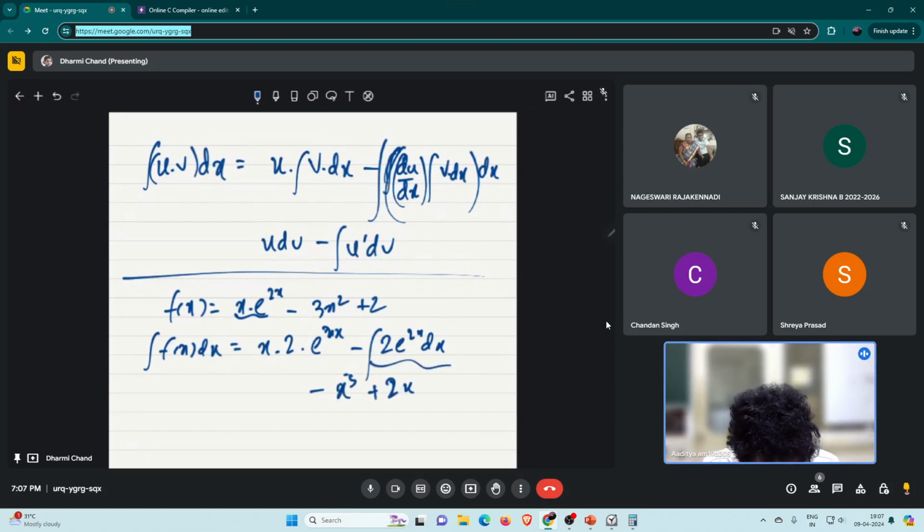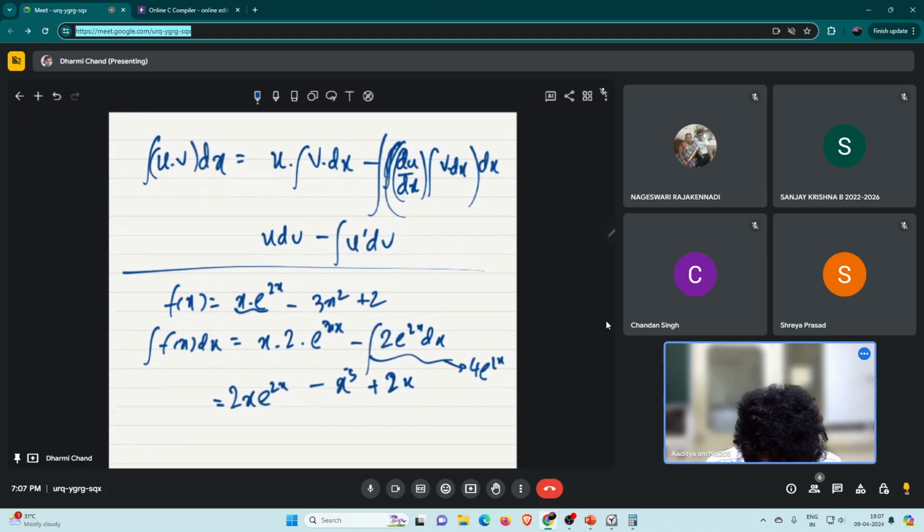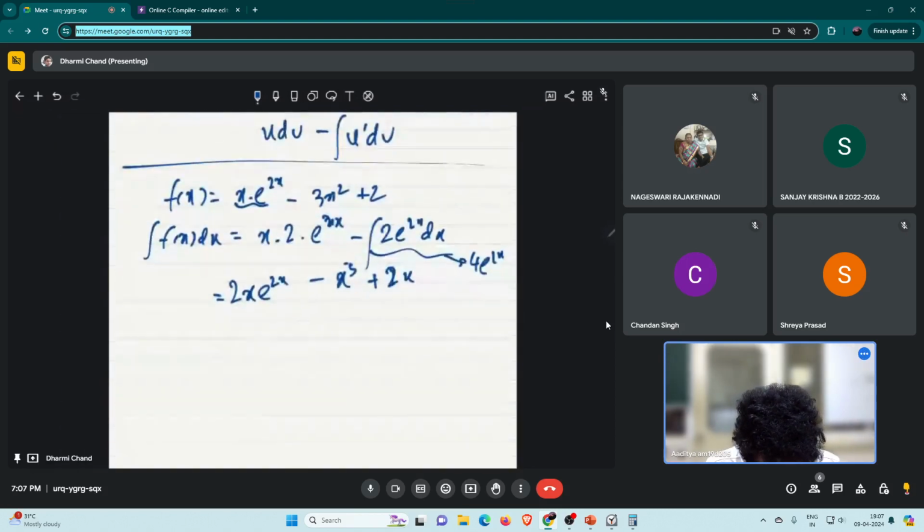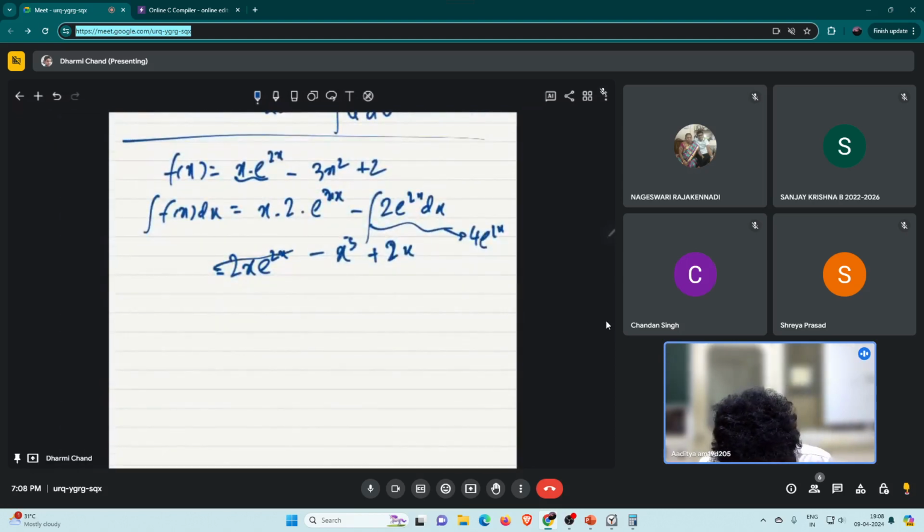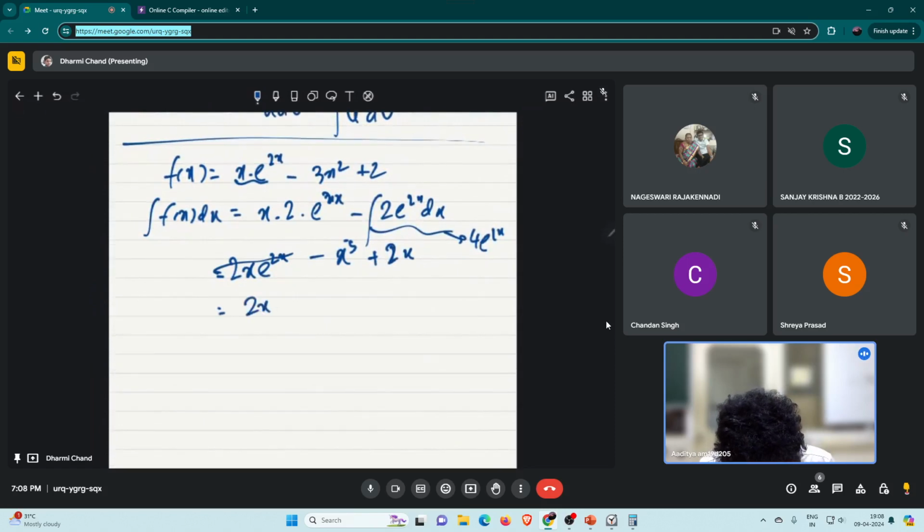So this will give me e power 2x by 4. So I have basically x e power 2x by 2. I'll write it down. This is x e power 2x by 2 minus e power 2x by 4 minus x cube plus 2x.